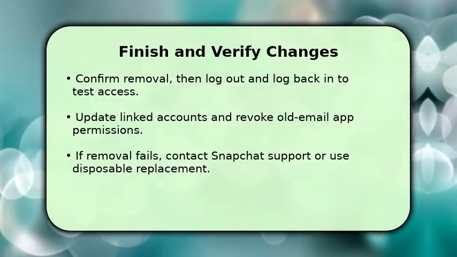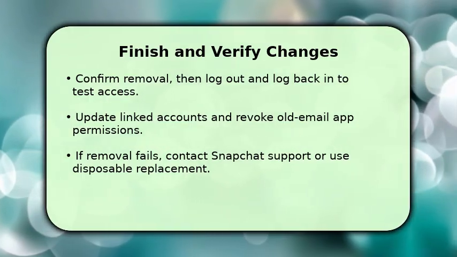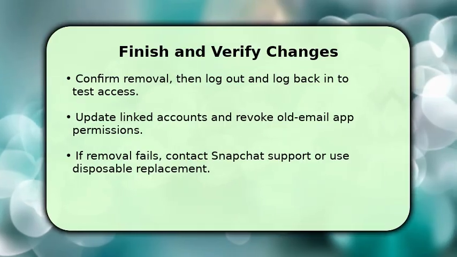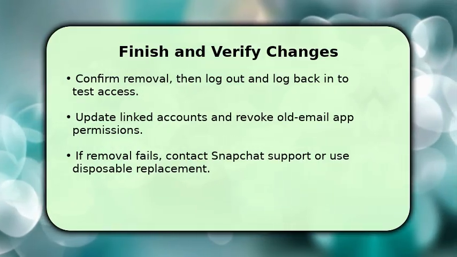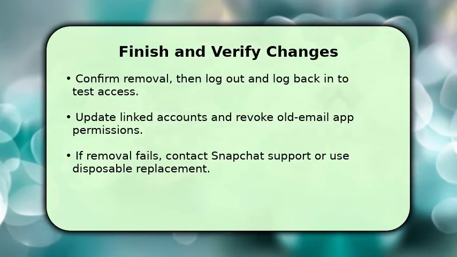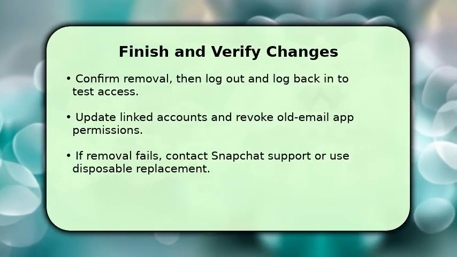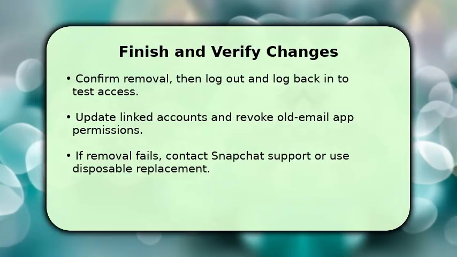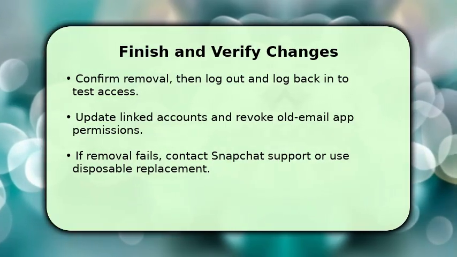If Snapchat prevents removal, replace the address with a throwaway you control and repeat verification, or contact Snapchat support with your account details and proof of ownership. If you run into problems, check spam for verification mails and make sure two-factor codes aren't expiring before use.